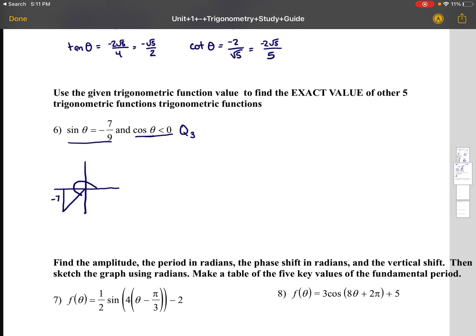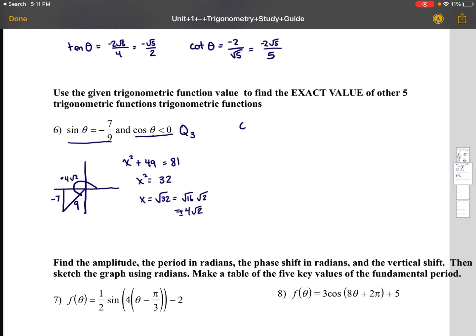Since sine is negative 7 over 9, we know the y is negative 7. We know the hypotenuse is 9. So let's find our x. We'll say x squared plus negative 7 squared, which is 49, so x squared plus 49 equals 81. X squared equals 81 minus 49, which is 32. So x is going to equal the square root of 32. If you want to simplify that, that is the square root of 16 times the square root of 2, which is 4 square root 2. So that side is 4 square root 2. But remember, it's negative because cosine is less than 0. So negative 4 square root 2. We'll just do plus and minus here.